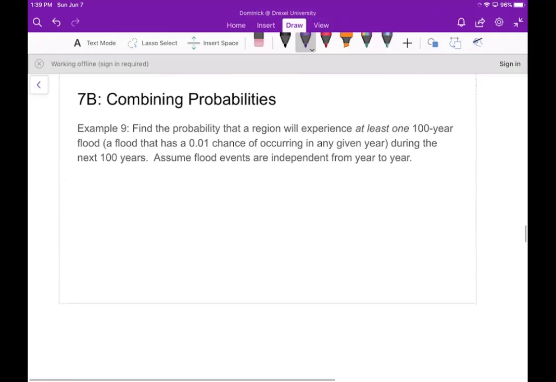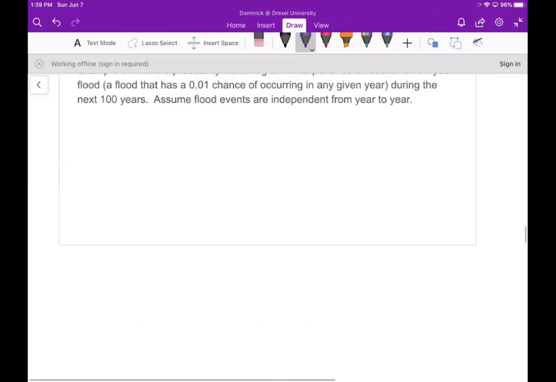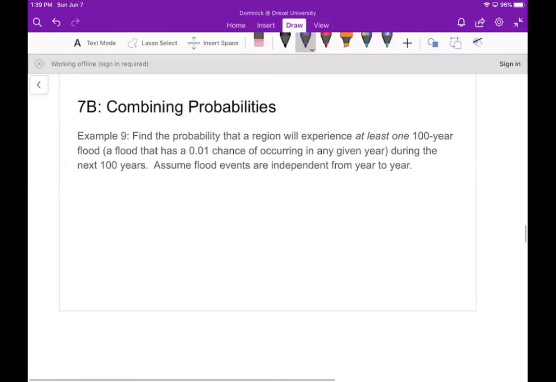Okay. In example 9, which we're getting close to the end here, but I think we've got one more after this, we want to find the probability that a region will experience at least one 100-year flood, which again is a flood that has a 0.01 chance of occurring in any given year during the next 100 years. And of course, we'll assume that flood events are independent from year to year.